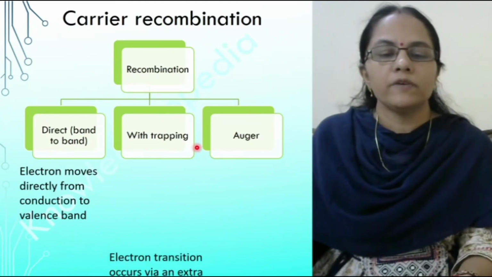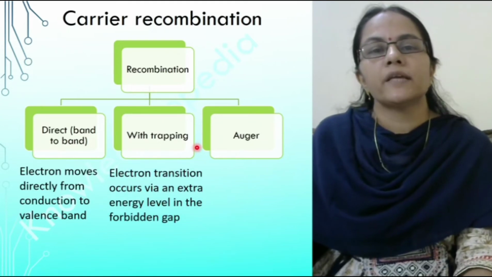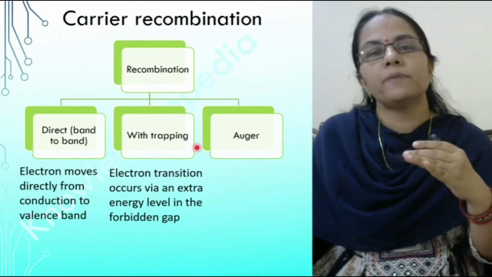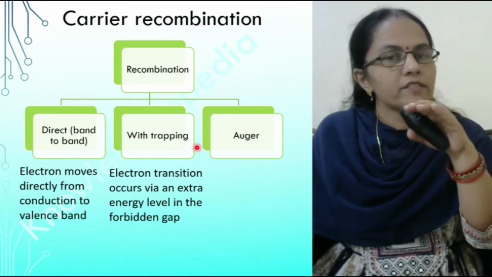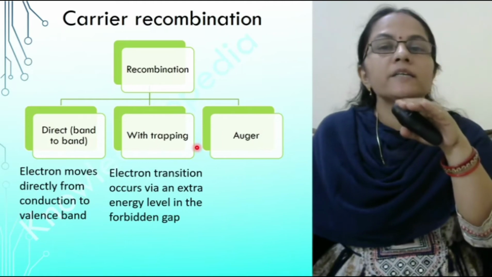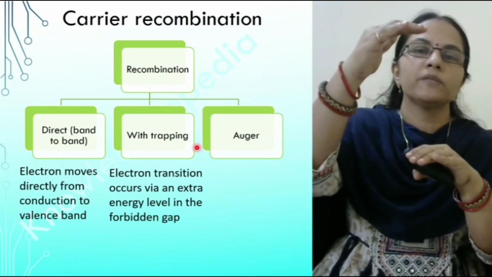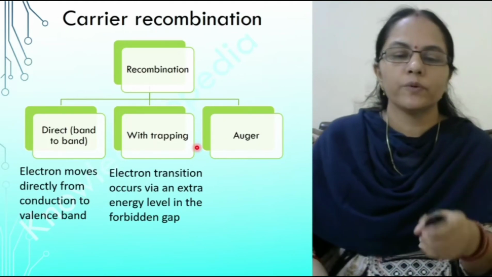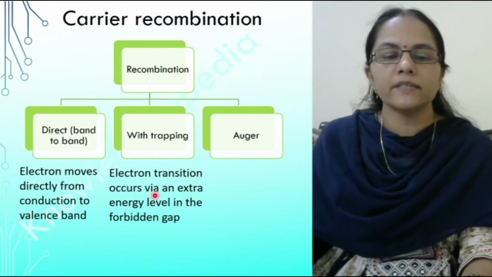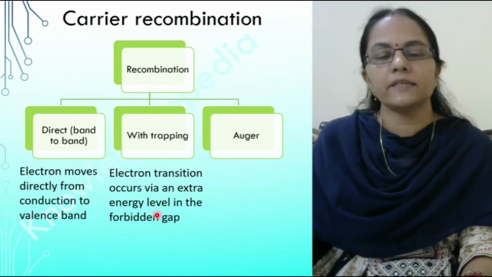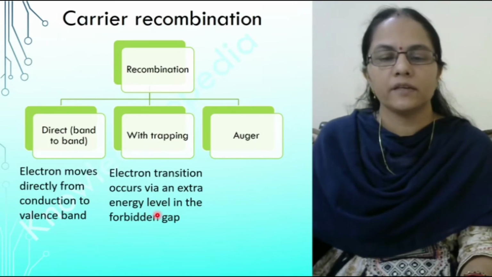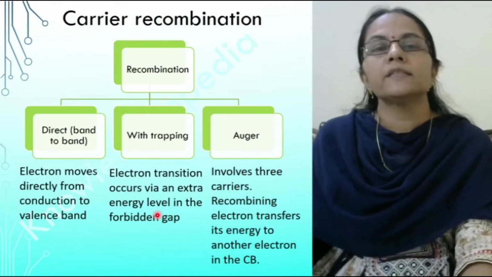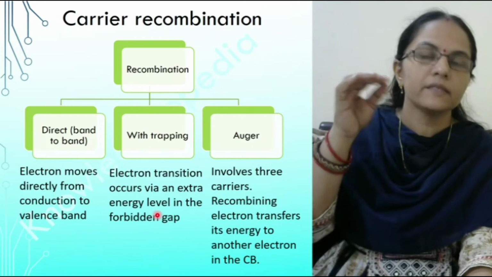Then the second one may occur with trapping. Instead of coming directly from the conduction band to the valence band, the electron will stay for some time in an intermediate level which lies between the conduction band and the valence band, and that is known as recombination with trapping. So the electron transition occurs through an extra energy level in the forbidden gap. The third type is Auger recombination, that involves a third carrier.